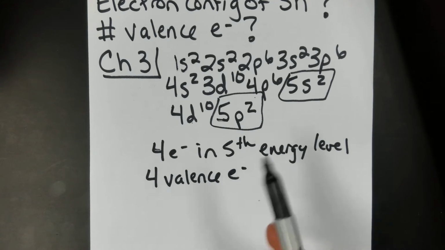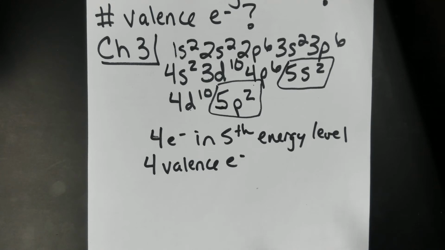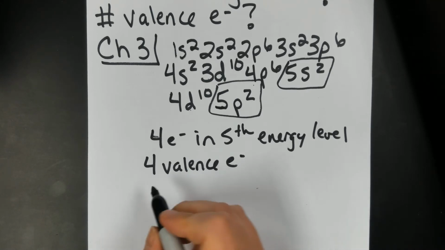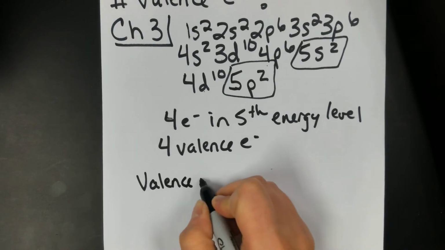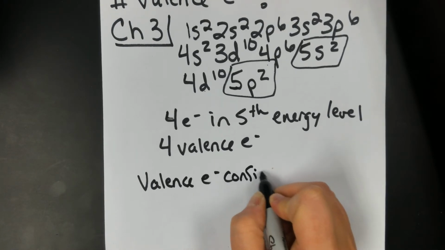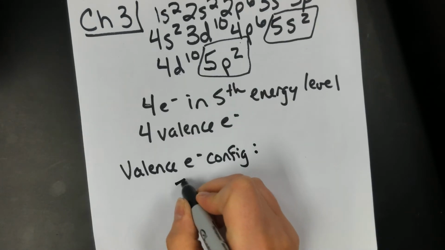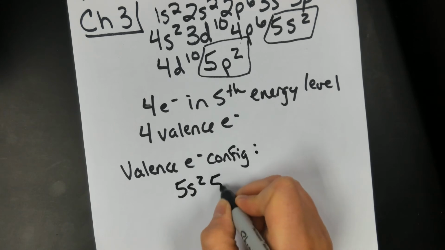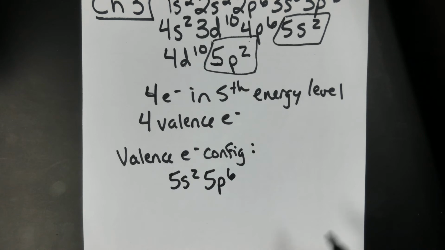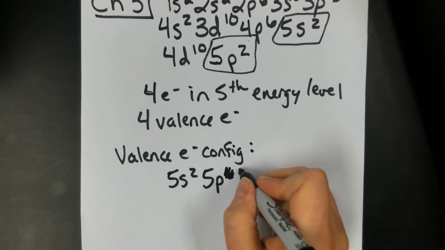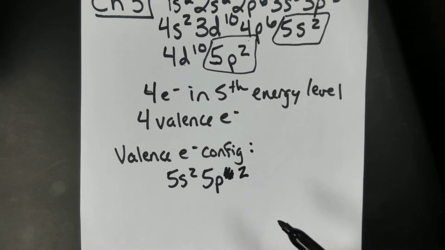What else can we take from this? I believe the book has you write the valence electron configuration. If it asks you for the valence electron configuration, that would be 5s2 5p2. Sorry, I auto go to 6 because 6 is full.